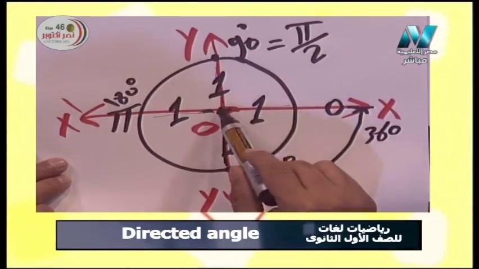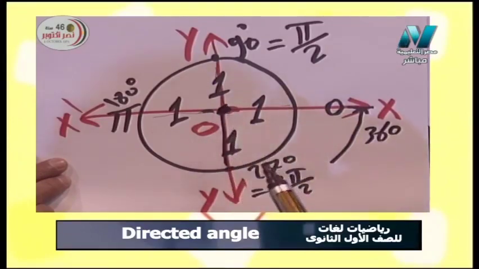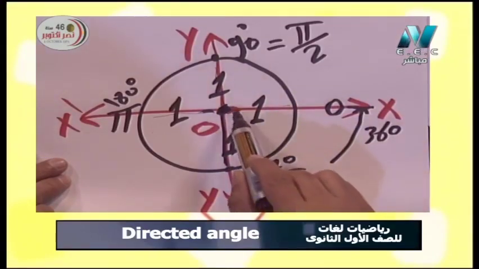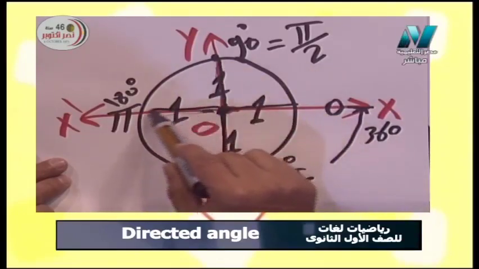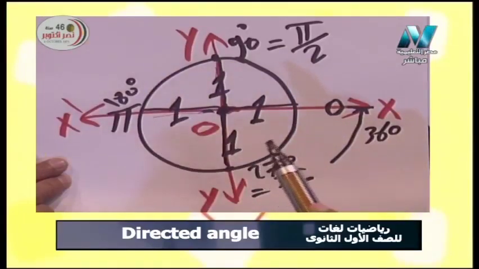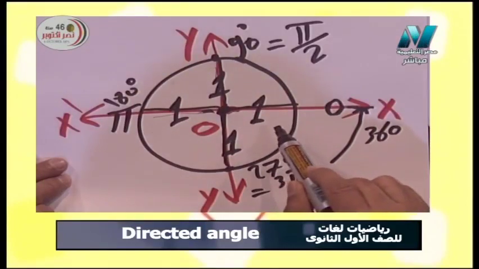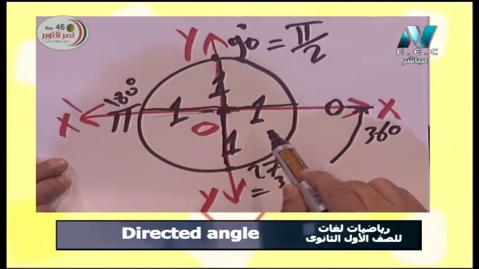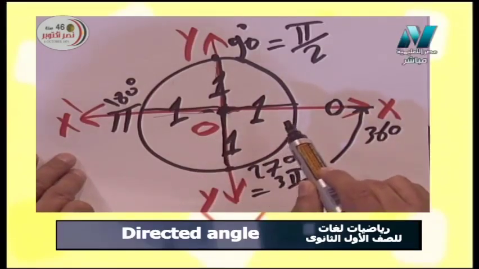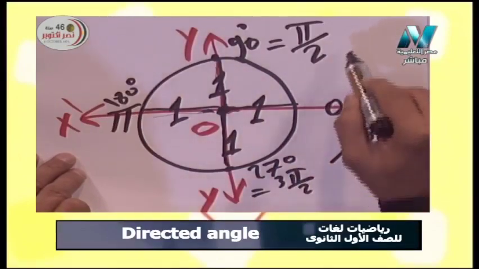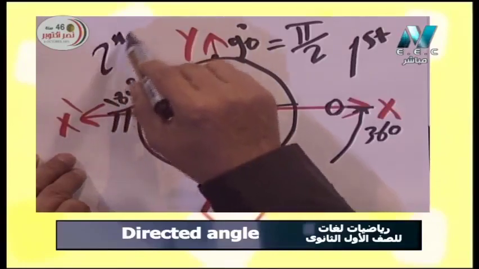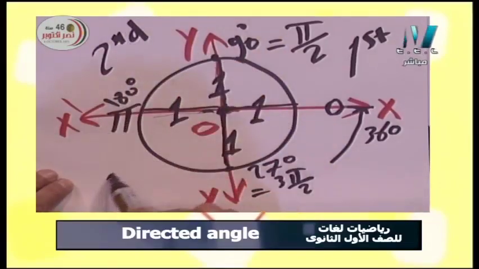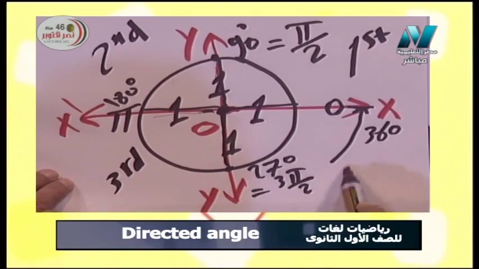The origin point is the center of the circle, and each radius here, because radii are equal in length, each radius equals the unity or 1 centimeter, 1 meter, 1 kilometer, the length unit. This is a circle unit or unit circle. This is the first quadrant, second quadrant, third quadrant, fourth quadrant.